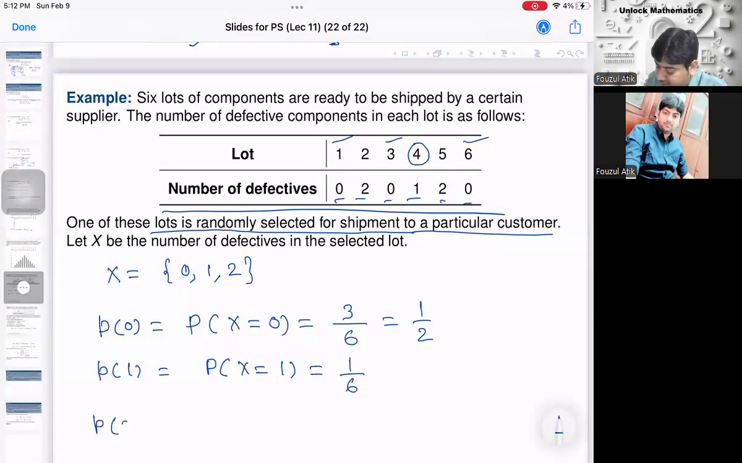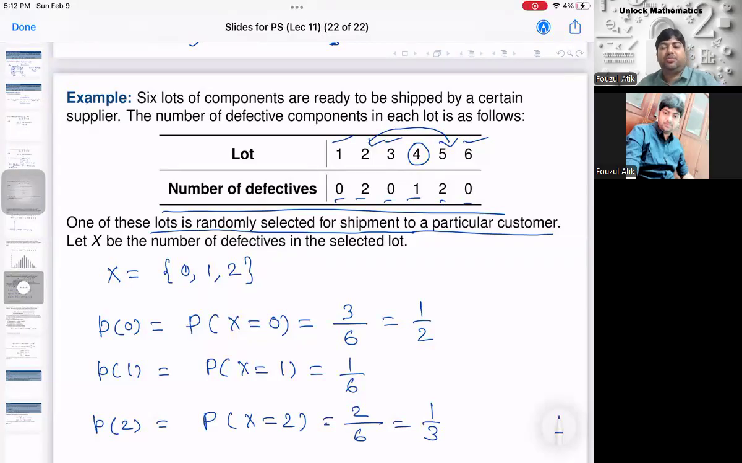Similarly, what is p(2)? The probability that capital X is equal to 2. Only if you get the second or the fifth lot do you have 2 defective pieces. So the probability of this event is 2 divided by 6. It is again 1 by 3.